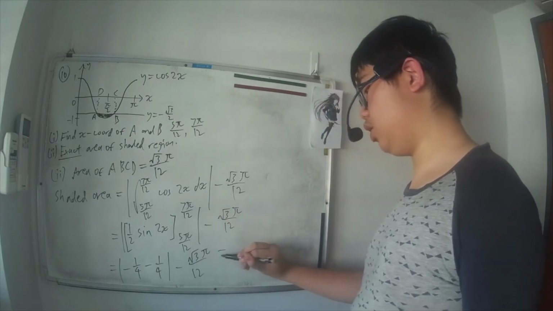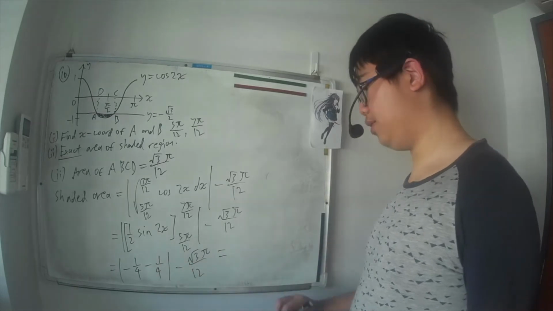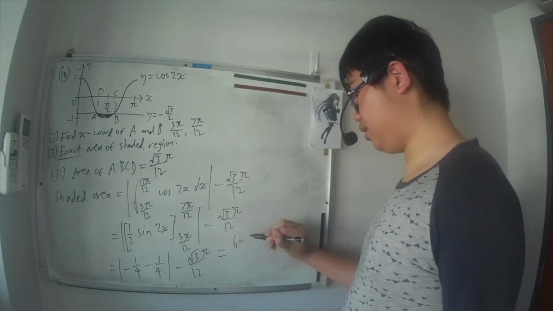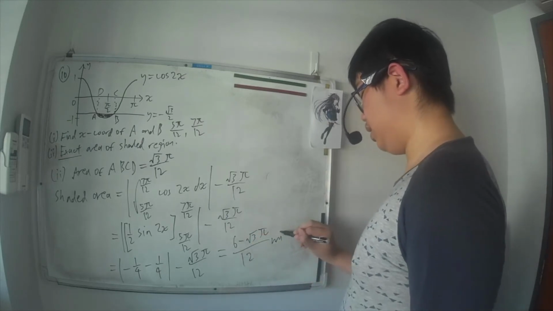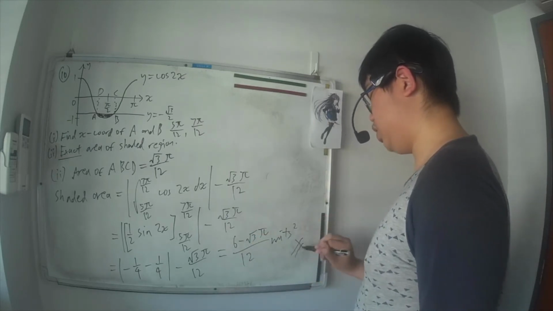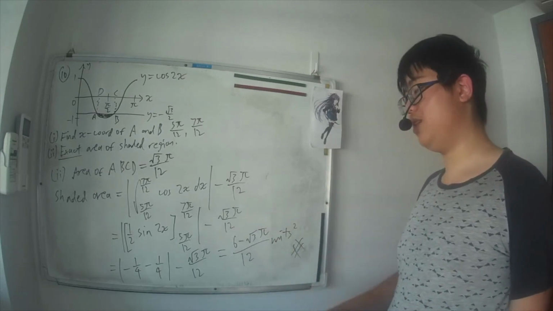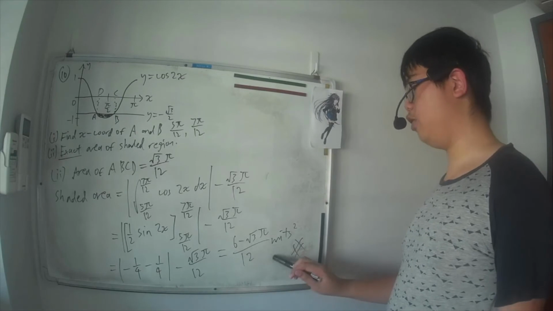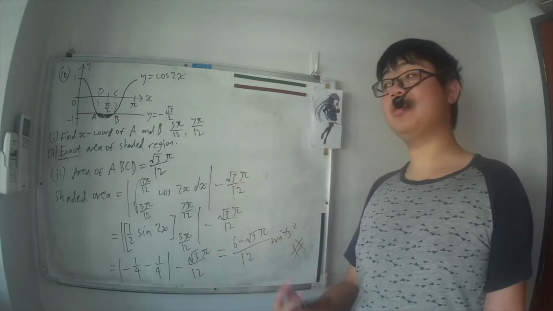And this is equivalent to, if you would like, you can put the terms together. This is positive half now. So this becomes 6 minus square root 3 pi, whole thing over 12 units squared. This is your exact form shaded area. I know quite a lot of people who left this in not exact form, and I think they will get deducted 1 mark because of it. But they will still get the rest of the method marks.